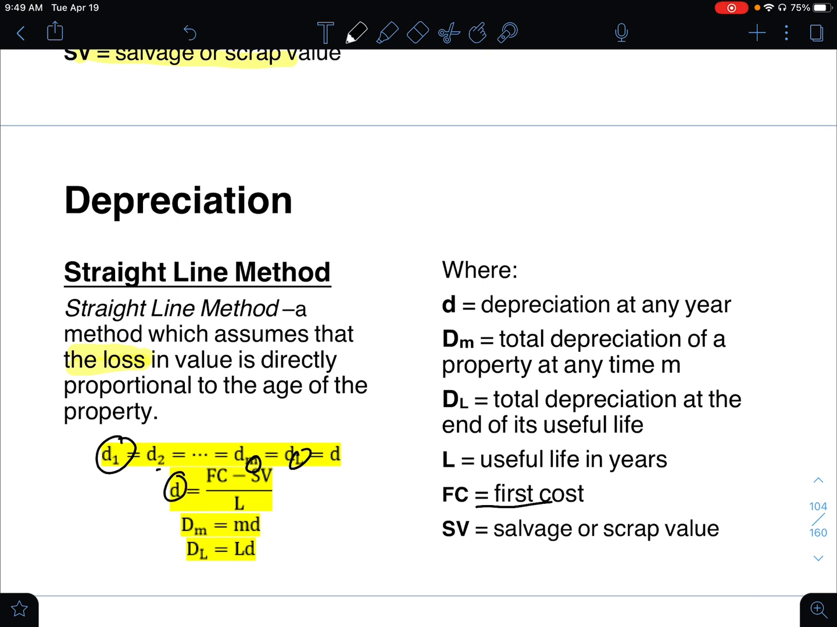DM now is the total depreciation. That's why it's a big letter, because it is the total depreciation of a property at any time. M is the number of years. We multiply it by the depreciation, which is D.